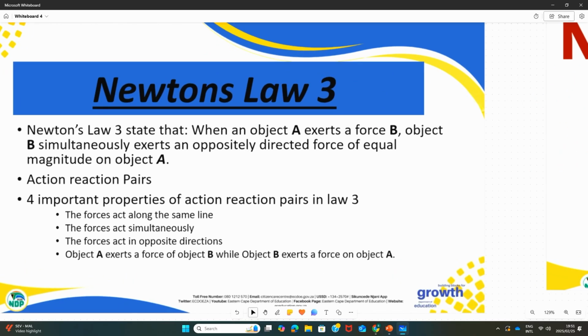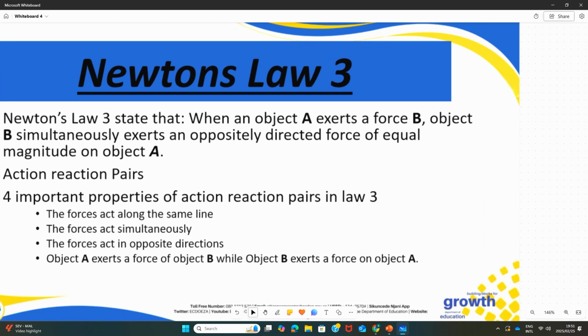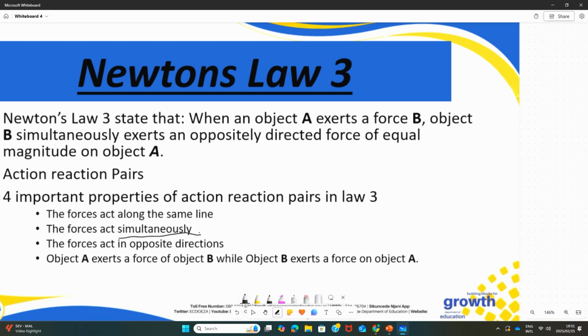There are four important properties of action-reaction pairs in law 3. We have to know that the forces are acting on the same line along the same plane. Also, the forces are acting simultaneously. These forces are acting at the same time. That's what we mean by simultaneously. Also, the forces act in opposite directions. Lastly, object A exerts a force on object B, while object B exerts a force on object A. This emphasises that these forces are going in different directions.